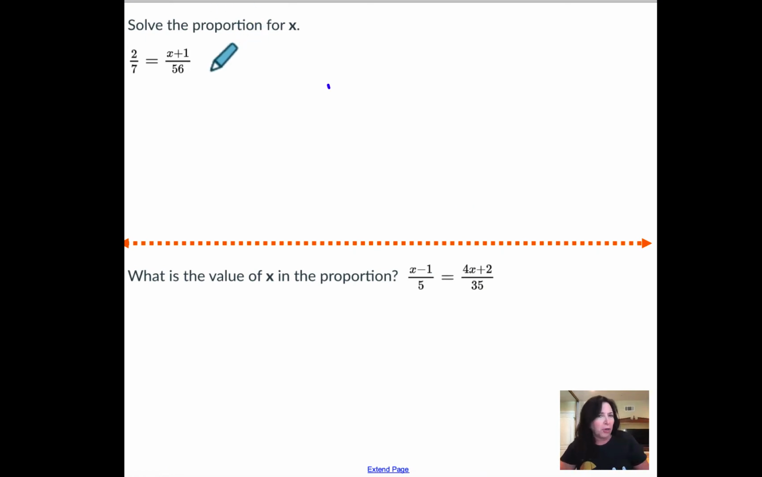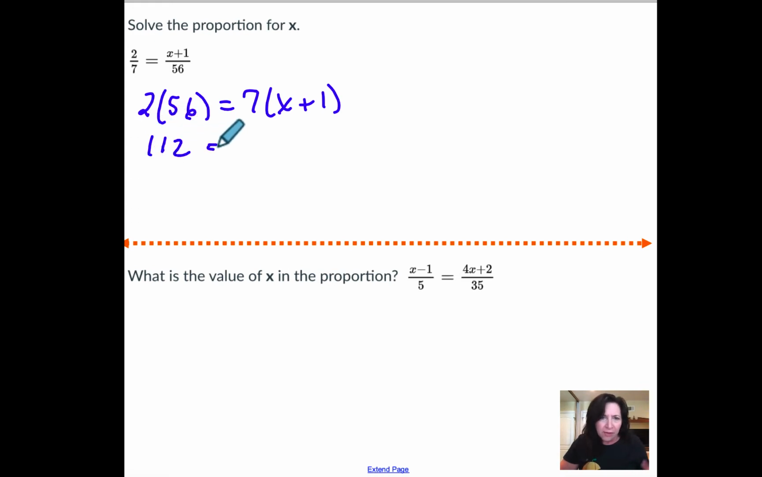So solving the proportion, which means you have two ratios separated by an equal sign, and your job is to solve for x, isolate the x. If you have one term on the left and one term on the right, we're going to cross multiply. You're going to get 2 times 56 is equal to 7 times x plus 1. 2 times 56 is 112. Definitely use your calculator. Please use that.